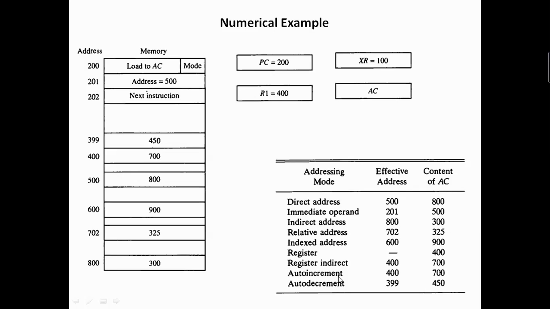What about auto increment mode? Auto increment will be the same. We go to 400, there we find 700, and after that there will be an increment. And auto decrement, first there will be a decrement in the register, so 399, then we go to 399 and find the operand there, that is 450.